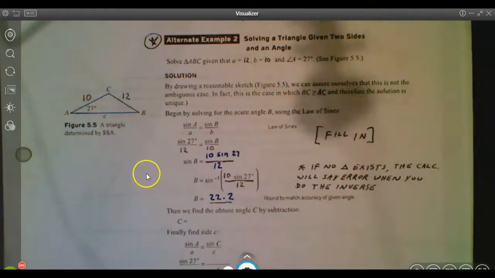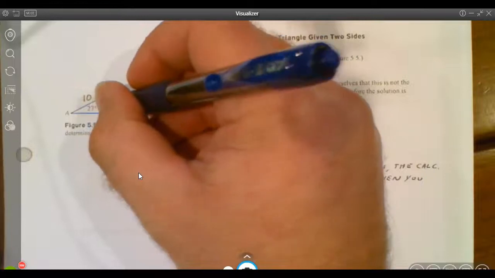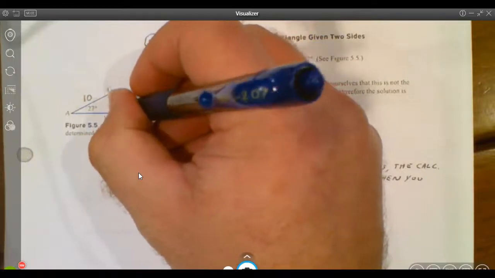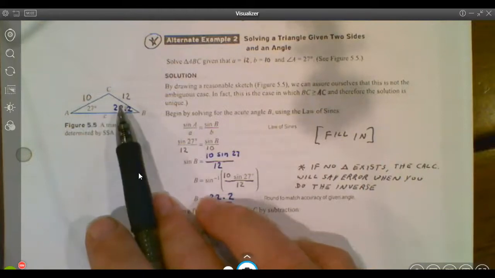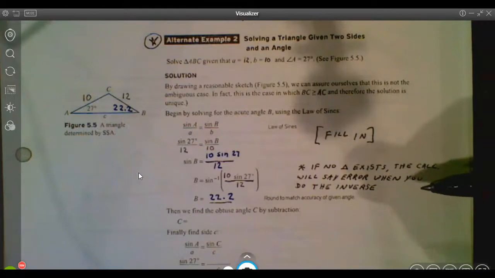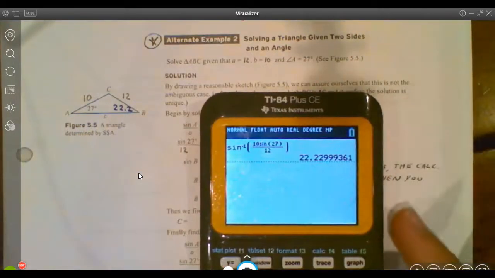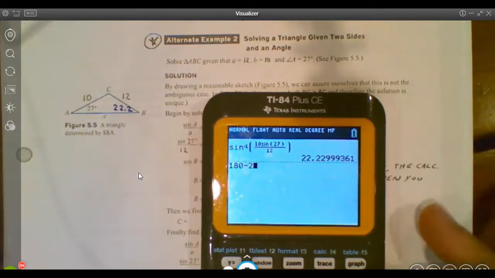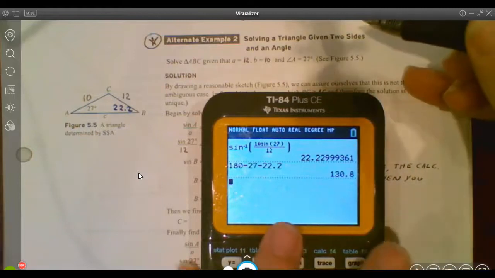All right, so I'm going to fill that into our diagram. We already know how I would come up with angle C, right? If I subtract these guys from 180, that's going to give me angle C. So that's always the easiest one to find. Let's do that real quick. So I'm going to take my 180 minus 27 minus 22.2, and I get 130.8. So there's our third angle.